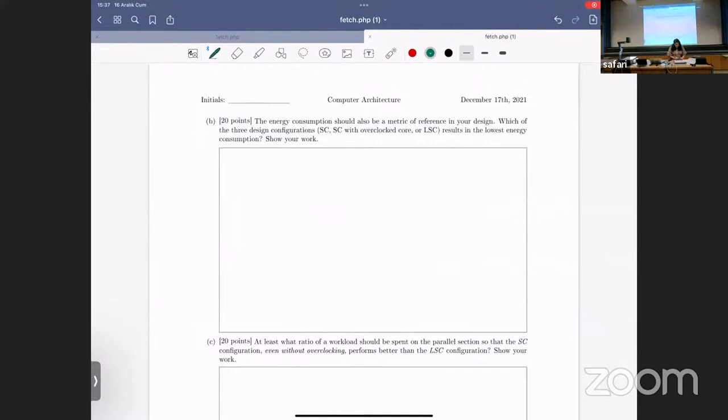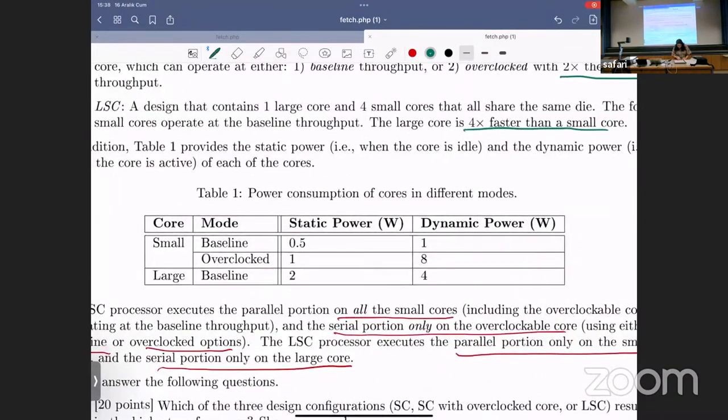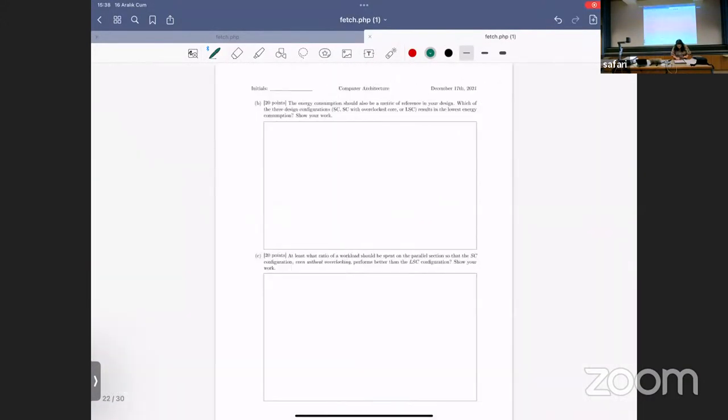So we did some analysis for performance. Now we want to do some analysis for the energy consumption, because it should also be a metric of reference in your design. Which of the three design configurations, SC, SC with overclocked core, or LSC, results in the lowest energy consumption? Show your work. So here we have the power values. We need to see how much of the time is spent in whatever configuration. So we would multiply the time by power to get the energy. Let's remember some things. When the small cores are idle, they have this much static power. When they are active, this value. Maybe I can have the paper version here in front of me, because an iPad is a little difficult for switching pages, but remember these values somehow.